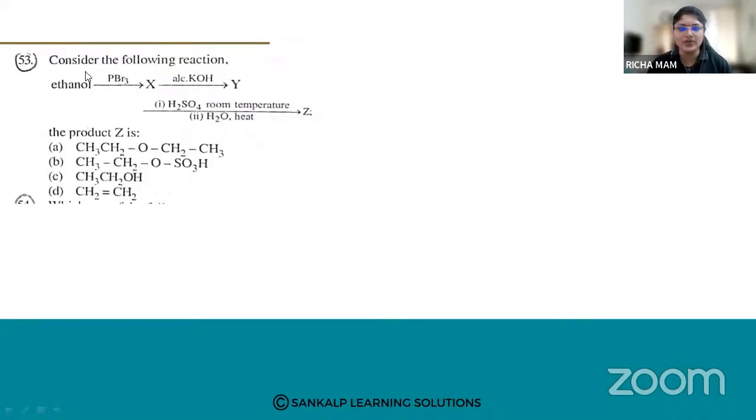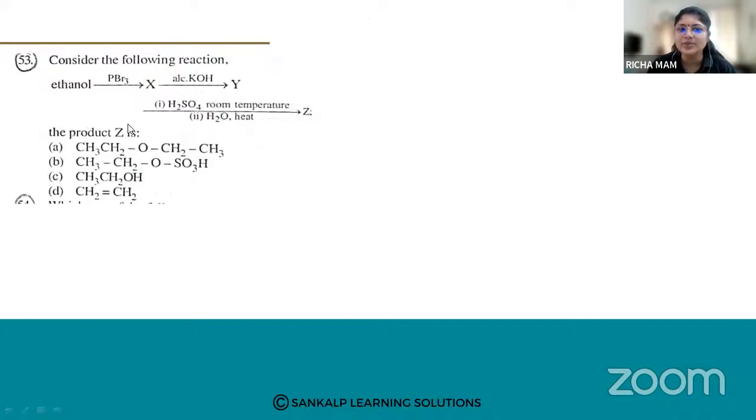So this is a question. Consider the following reaction. Ethanol reacting with PBr3, then you get the product X. This X you are going to react with alcoholic KOH to give Y. This Y you are going to treat with H2SO4, that is sulfuric acid, at room temperature, and then do hydrolysis by heating it, and you get the product Z.